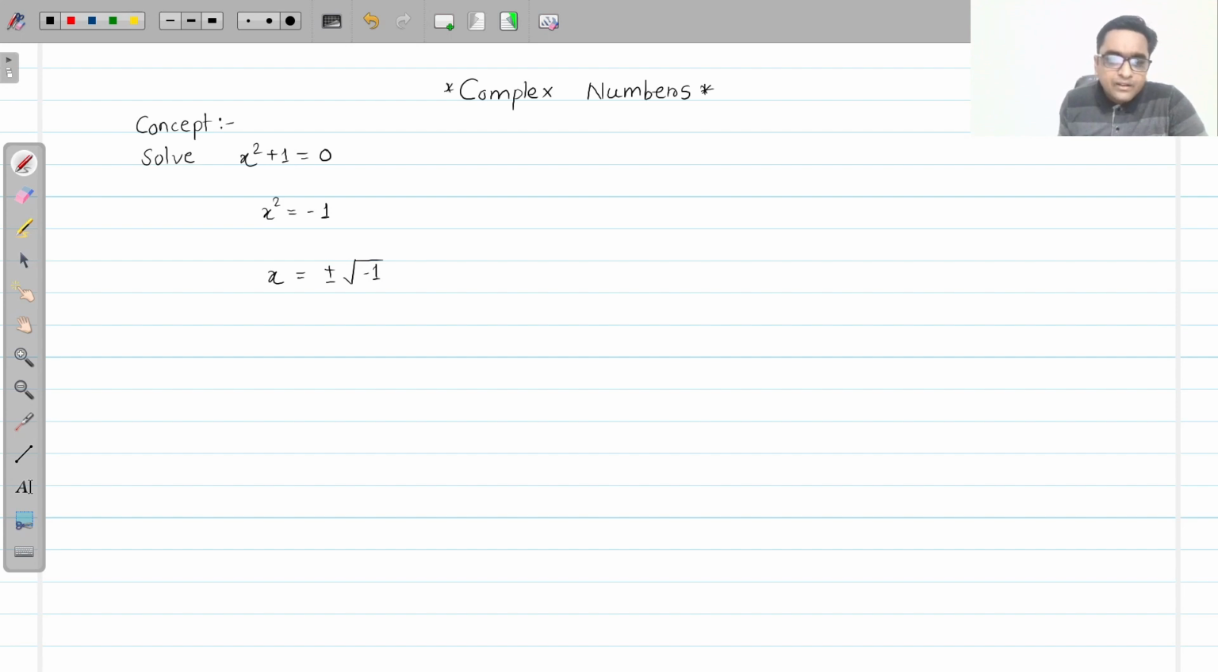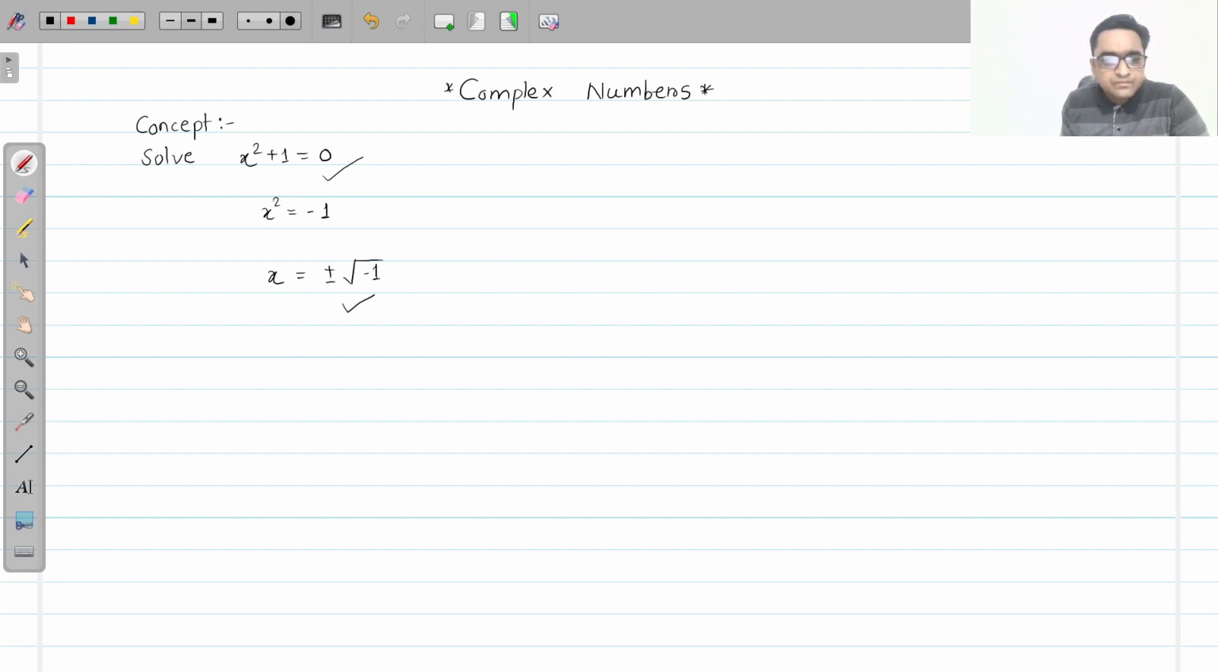But in the square root we never see a negative number, or we don't have any value related to the square root of a negative number. So here the problem arises. We don't have any solution to the root of minus 1, or a solution to this equation x square plus 1 is equal to 0.